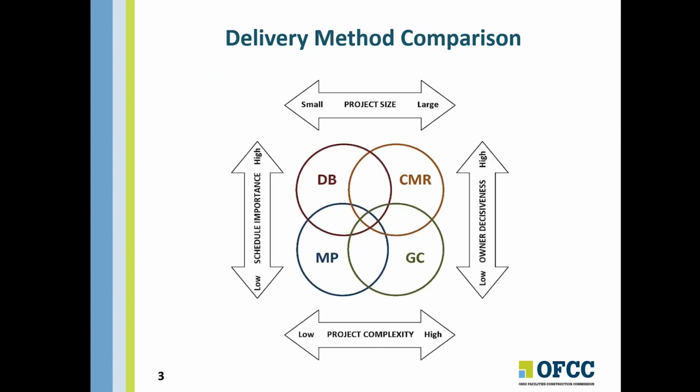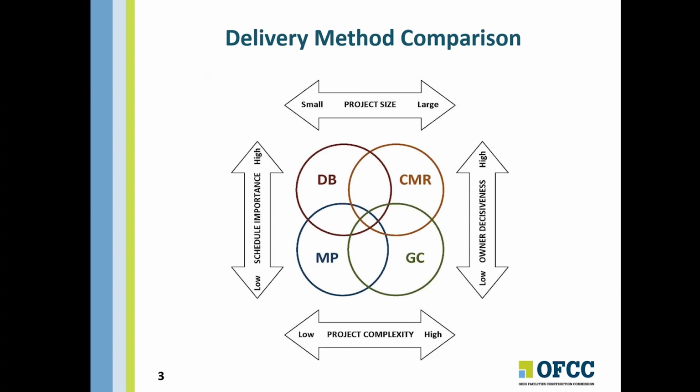The diagram shown here illustrates the delivery methods in comparison to 4 broad project characteristics. At the center, each delivery method is represented by a circle, and its location to the other methods attempts to illustrate where that delivery method fits in comparison to the project characteristics shown within each arrow. The project characteristics used for comparison purposes are project size, project complexity, schedule importance, and owner decisiveness. Each of these characteristics range from small to large or low to high.